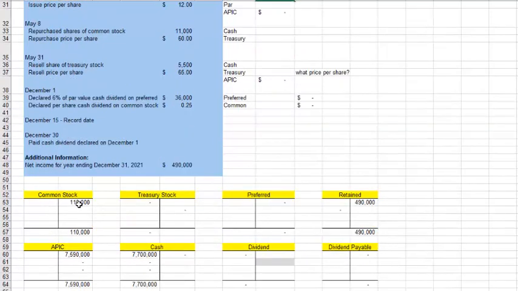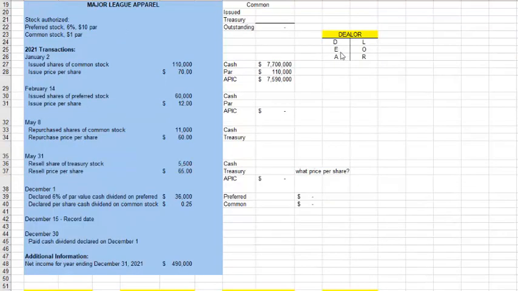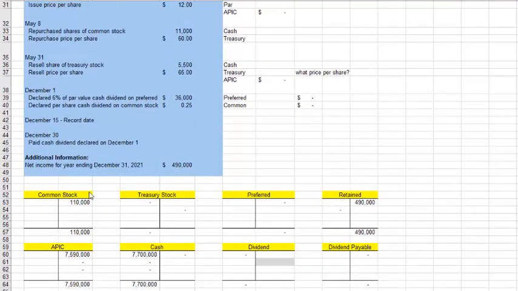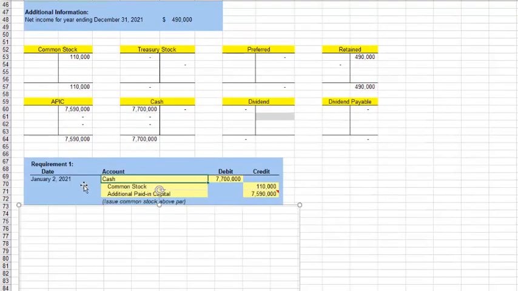Let's update our T accounts for these transactions. We're going to have common stock of 110, additional paid-in capital of $7.59 million, and cash of $7.7 million. Under debits and credits, we see that cash as an asset is increased with the debit, and that our owner's equity accounts are increased with the credit. So yes, this does make sense. Common stock is increased, additional paid-in capital is increased, both with the credit. Let's look at our journal entry. We're going to have cash, 7.7, common stock increasing at 110,000, and the remainder going to additional paid-in capital.